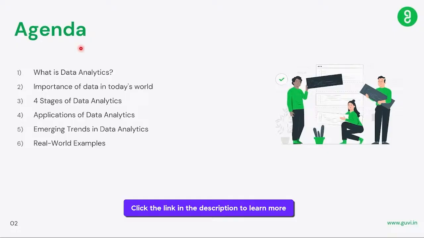Let's get into the agenda of this session. We'll get started with what is data analytics, importance of data in today's world, four stages of data analytics, applications of data analytics, emerging trends in data analytics, and real world examples. I'm going to break this session into two different halves and we'll cover what can be covered in the first session.